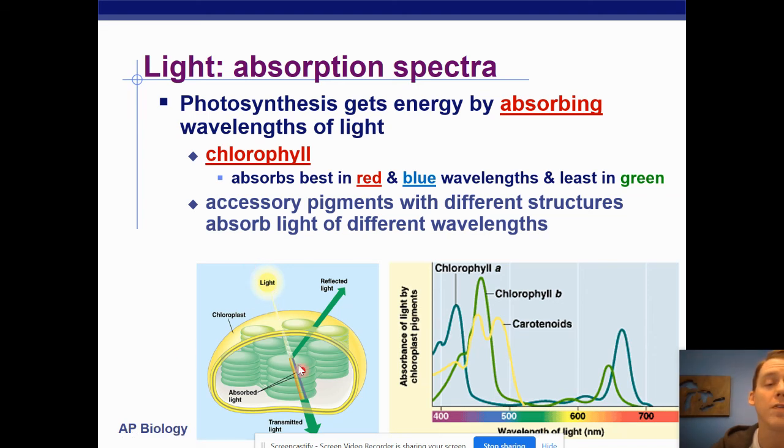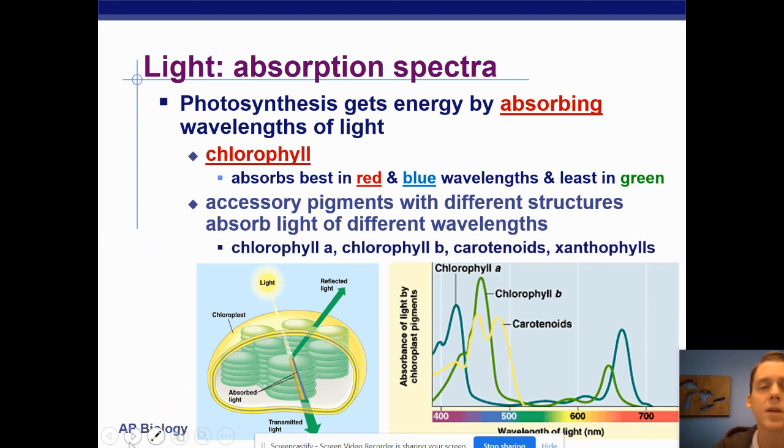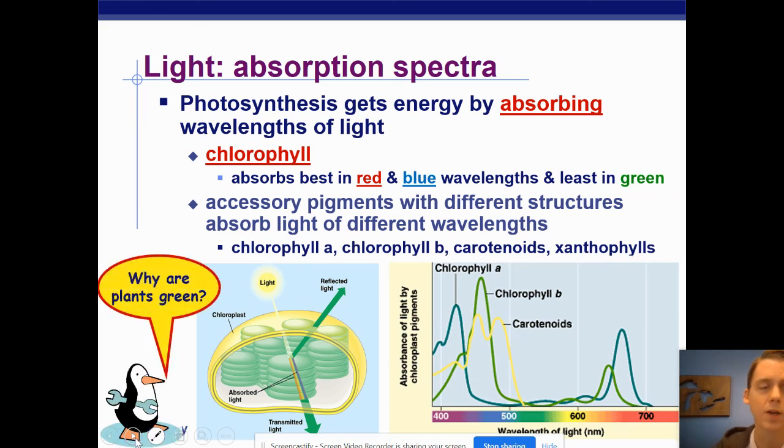Here we see a chlorophyll molecule embedded in this thylakoid. The light is hitting it. Green gets reflected, so it appears to be green. The other colors are absorbed, so we don't see them. Chlorophyll A is an example. Chlorophyll B is another example. Carotenoids can be many different colors, xanthophylls as well. All right.